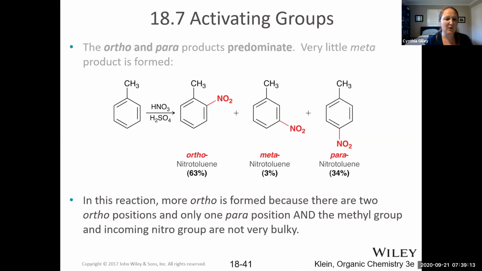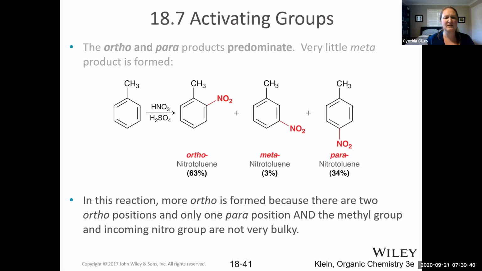So I just talked about why the ortho product is major because there's 2 ortho positions, right? But the para product has a significant advantage as well in that there's less steric hindrance. The nitro group and methyl group get kind of close together over here with ortho, but they're much further apart in the para product. So the para product can be much more stable than ortho when there's steric hindrance to worry about.